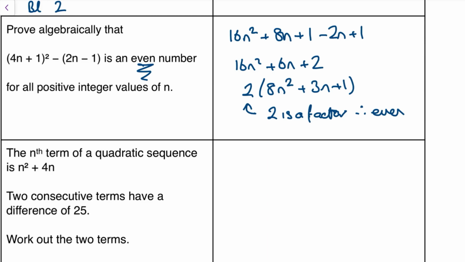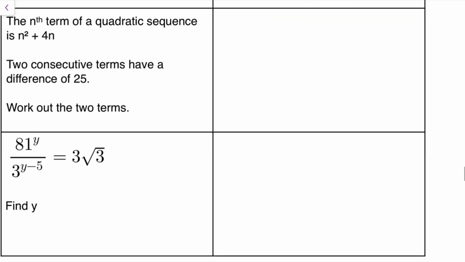And that's question done. Now, it's a bit more rigorous at A level, but again, the basic idea is the same. Next question. The nth term of a quadratic sequence is n squared plus 4n. Two consecutive terms have a difference of 25. Work out the two terms.